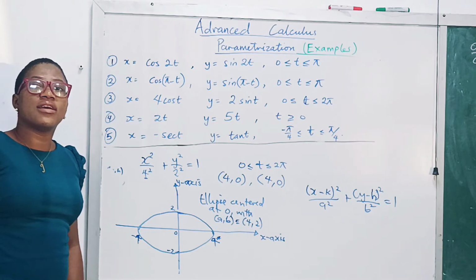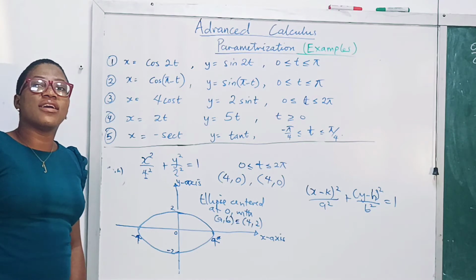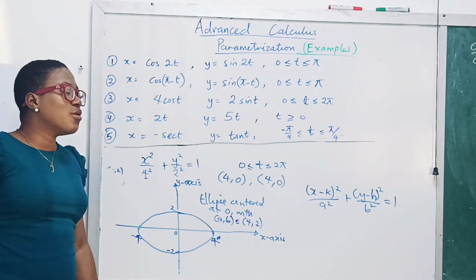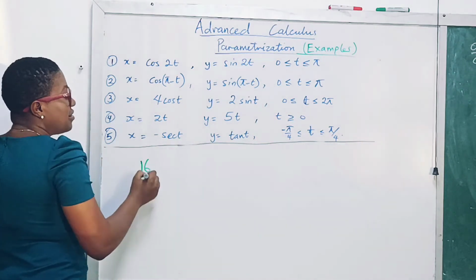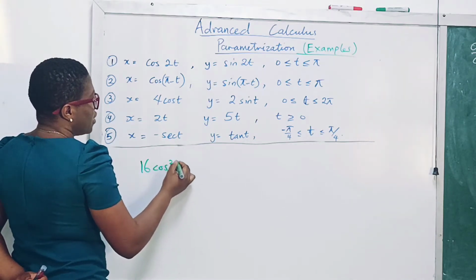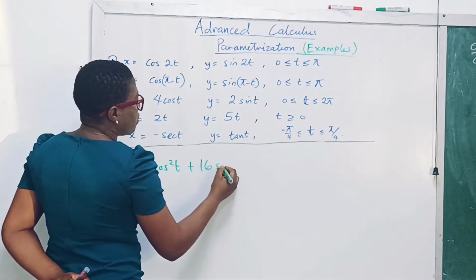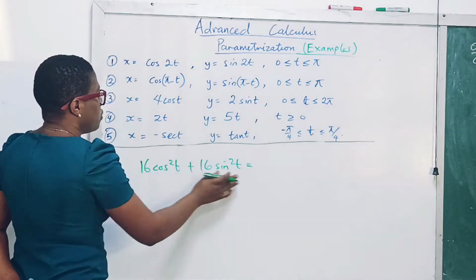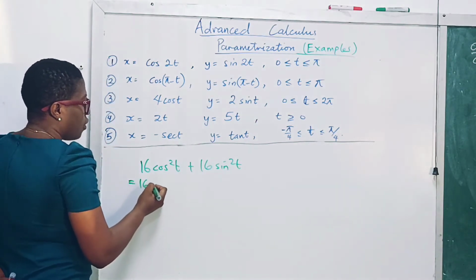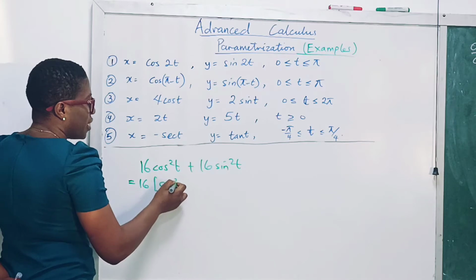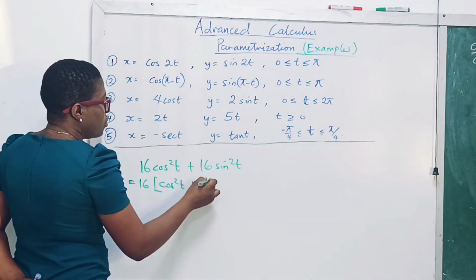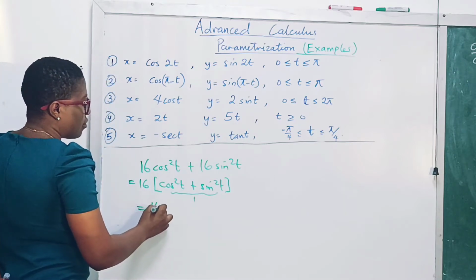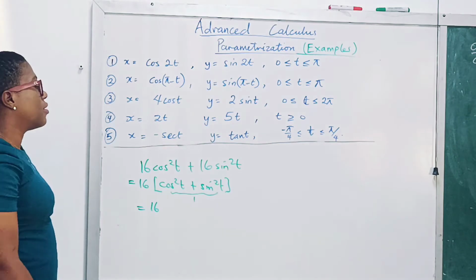I understood how you got your system factorized outside. But how did the system now jump to the other side and become 16 times 1? Okay, we had 16 cos²t plus 16 sin²t. This is equal to 16 open bracket cos²t plus sin²t. But this whole thing is 1. So this is 16 times 1, so you now equated the same thing.